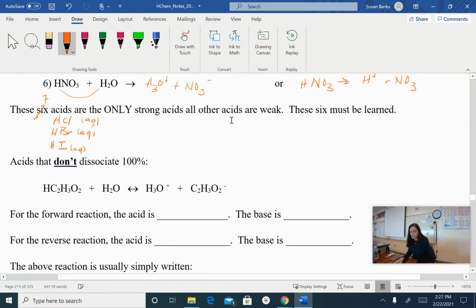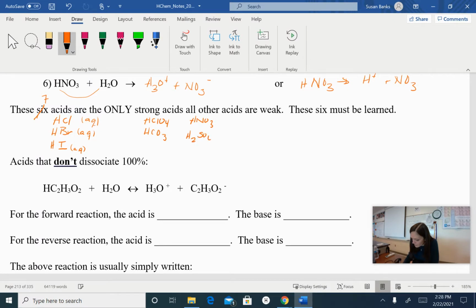And then we have 4 ternary ones. We have perchloric, we have chloric, we have nitric, and we have the first hydrogen on sulfuric acid. Those are all the strong acids. These acids will dissociate 100% of the time, okay? They create a lot of ions when we have them in solution. All other acids are weak, okay? Acids that don't dissociate 100% of the time will have an equilibrium. They will go forward and backward.